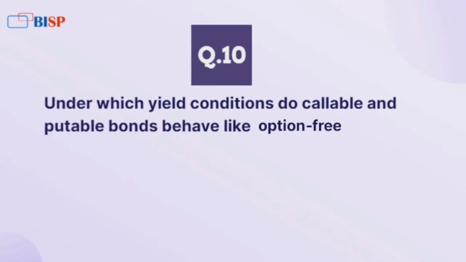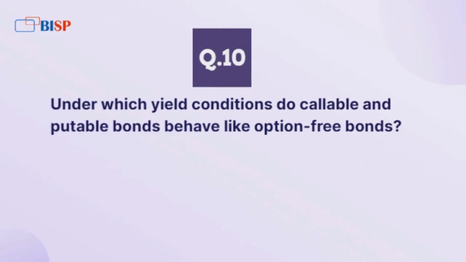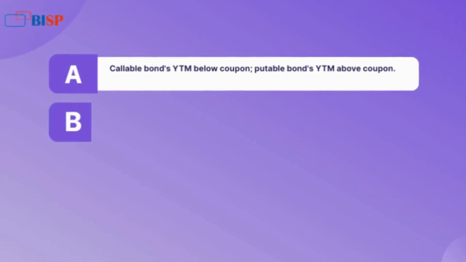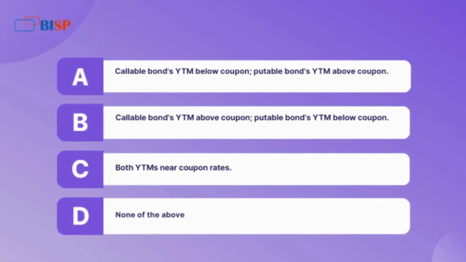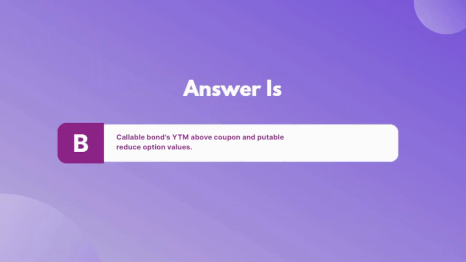Under which yield conditions do callable and putable bonds behave like option-free bonds? A. Callable bonds YTM below coupon, putable bonds YTM above coupon. B. Callable bonds YTM above coupon, putable bonds YTM below coupon. C. Both YTMs near coupon rates. D. None of the above. Answer is B. Callable bonds YTM above coupon and putable bonds YTM below coupon reduce option values.